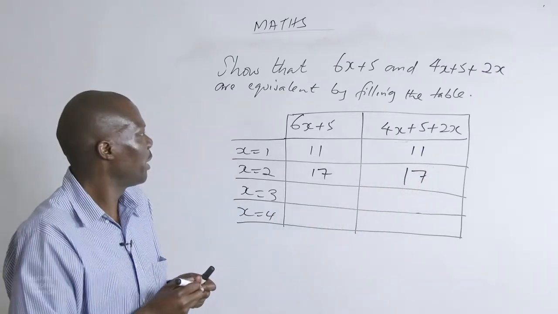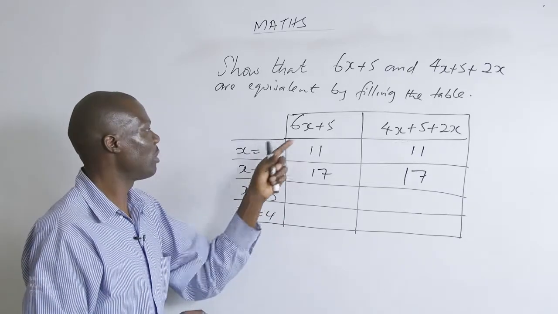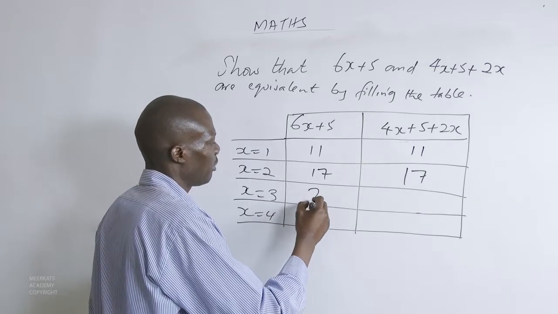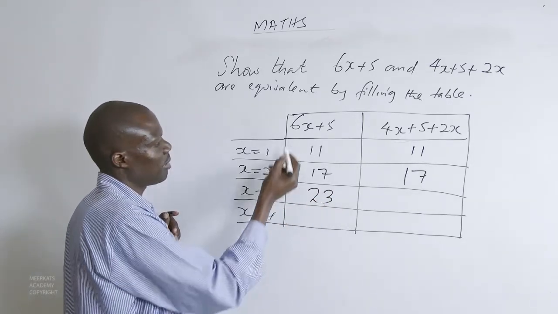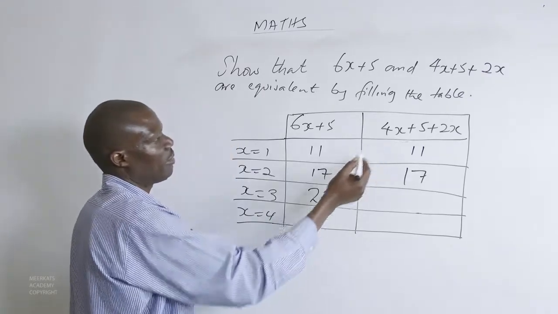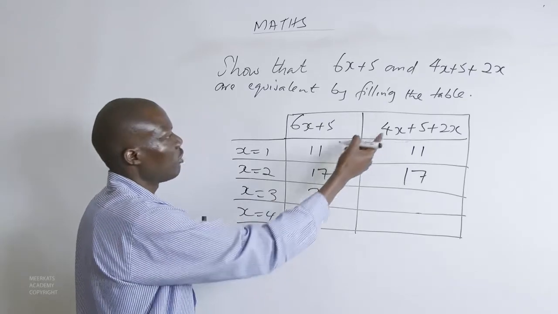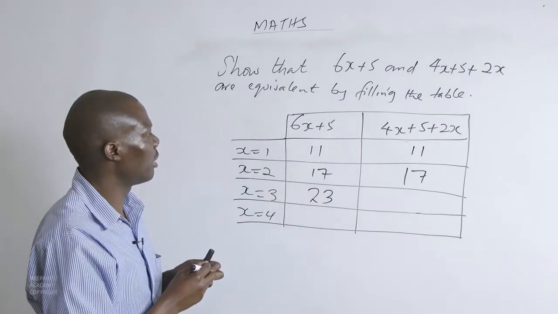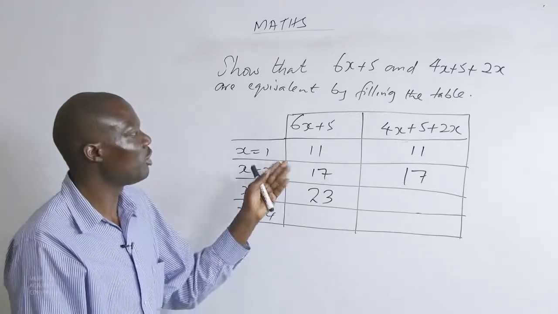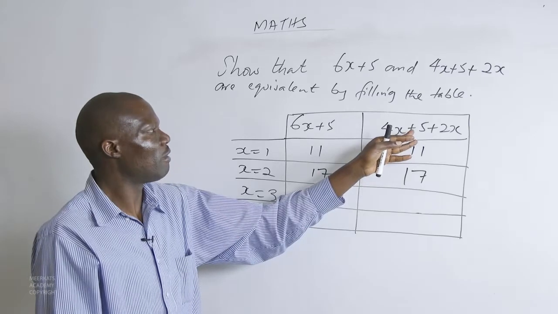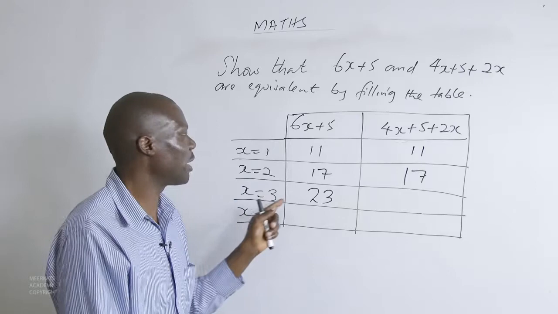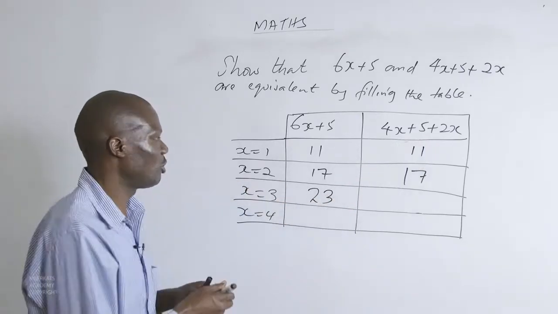When it is 3, we have 18 plus 5. And 18 plus 5 will give us 23. Where 3 times 6 is 18, 18 plus 5 is 23. And the other part we have 4 times 3. When you have 4 times 3, that gives us 12. 12 plus 5 gives us 17. And then 17 plus 6 will give us 23.